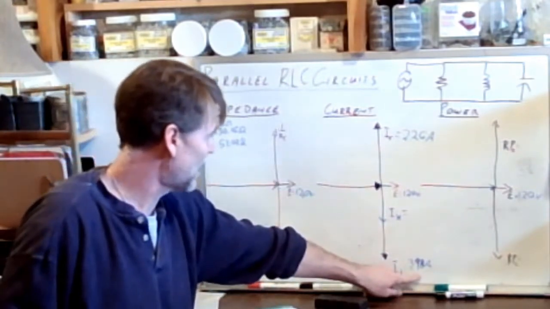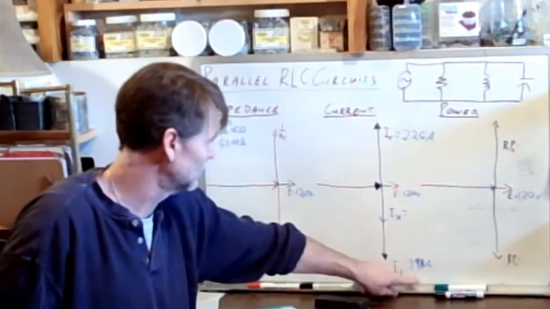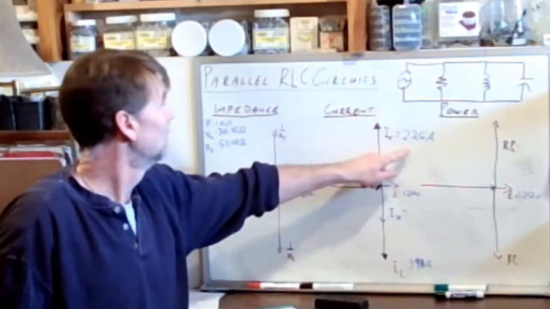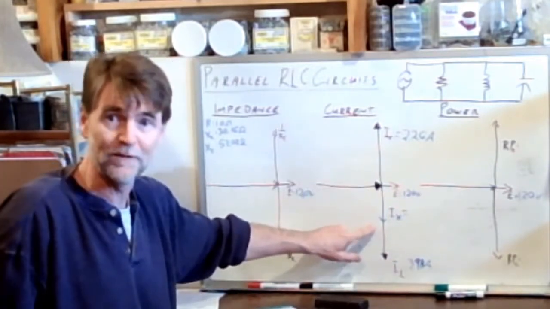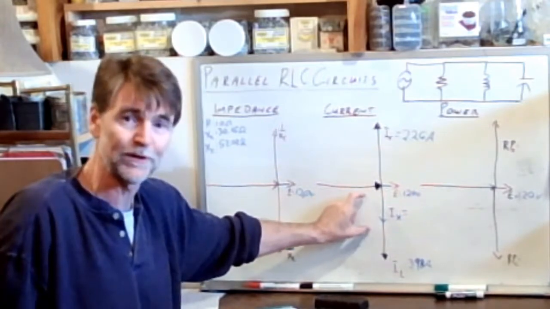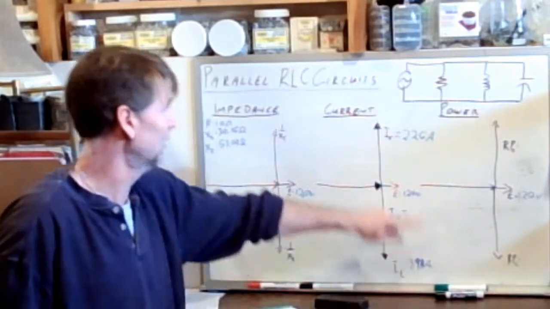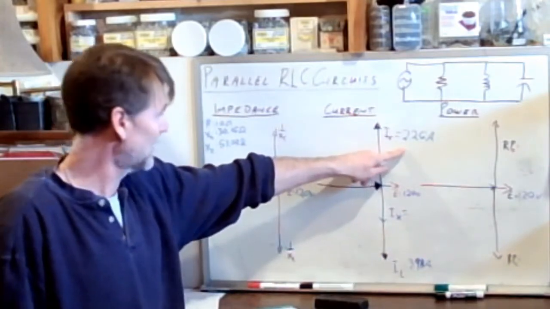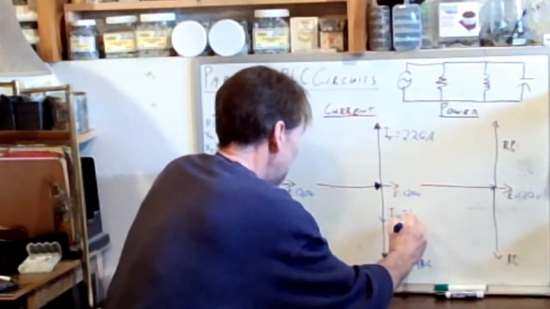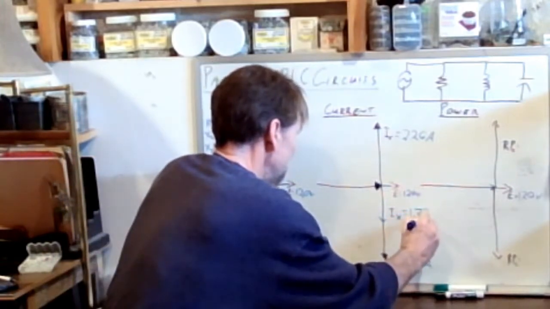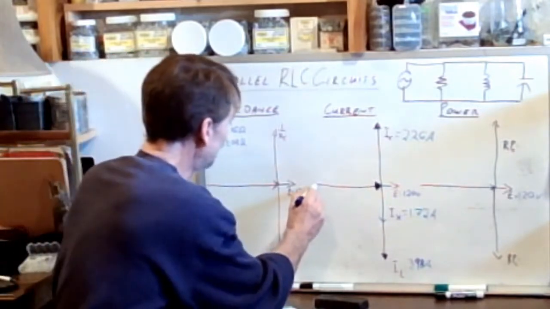So it's 3.98. Now here in terms of the math, we have to decide how to do this. It's going to be the larger number and subtract from that the smaller number. We've already decided its location. Okay, this is going to be an inductive circuit because the inductive current is a bigger number. So take that inductive current, subtract the capacitive current from it, and what are we left with? 1.72 amps.